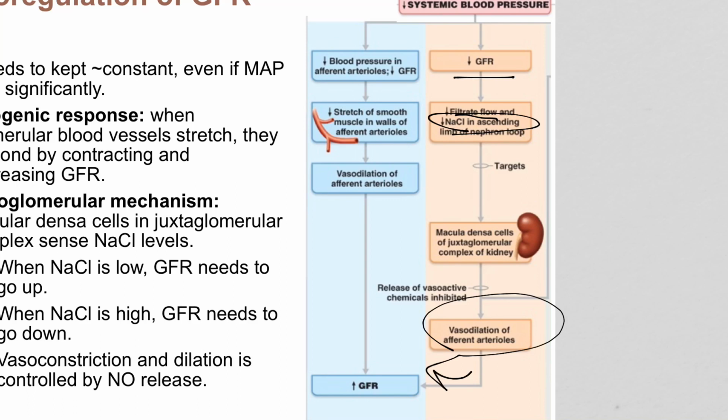And on the flip side, if pressure was high, GFR would be high, which means sodium levels would be high. You reverse everything and you'd wind up vasoconstricting, right?